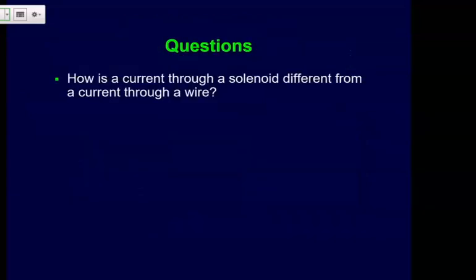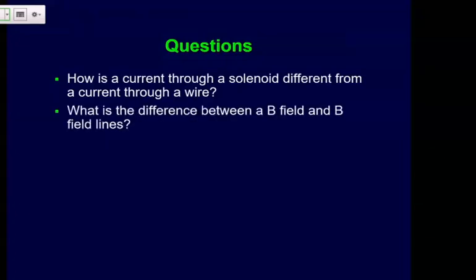How is current through a solenoid different from a current through a wire? We're going to talk about solenoids in a second, but a solenoid is just a bunch of curled up wires. So you can treat a solenoid as just a bunch of little current loops like we've been talking about. We're going to see that there really is no difference. It's just that when you put a bunch of them together, it behaves in a more uniform fashion. We'll try to explain that as we go along.